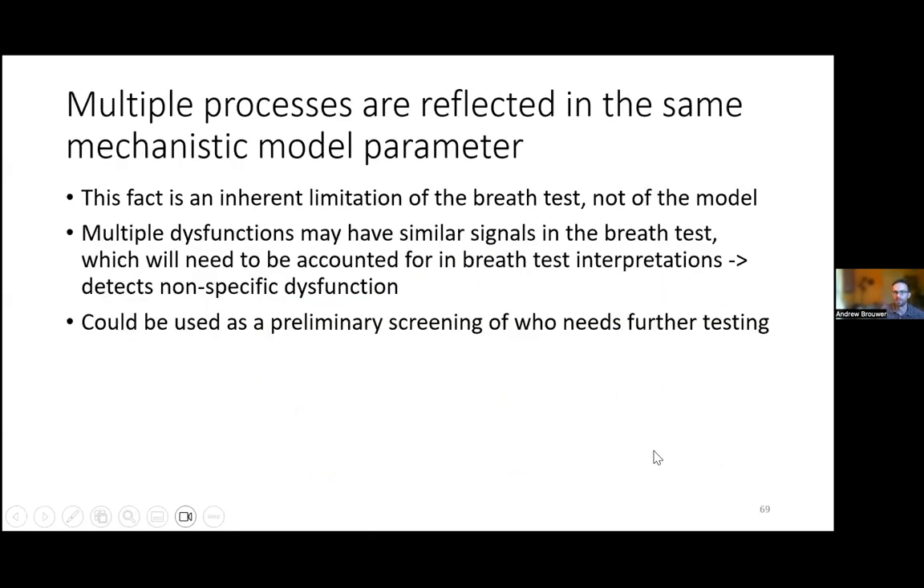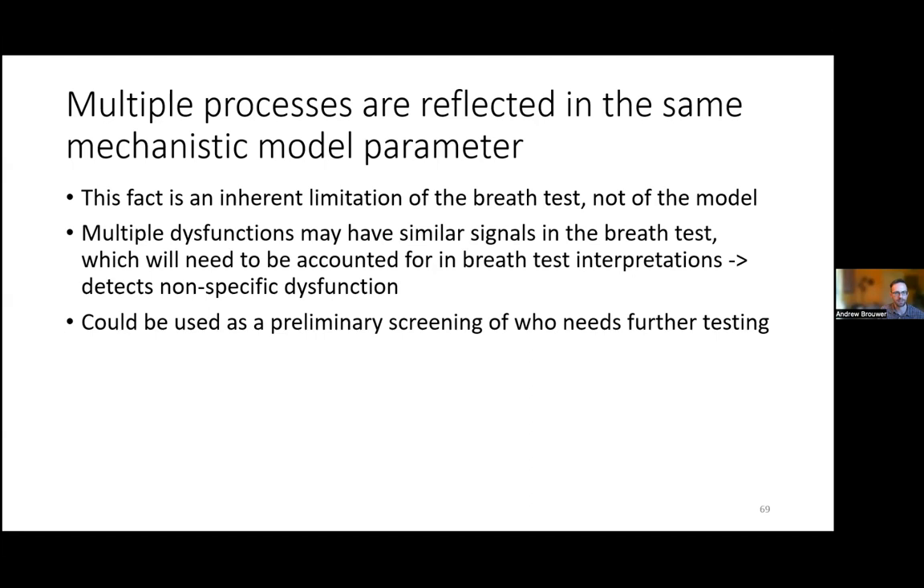So multiple processes are reflected in the same mechanistic model parameter. It's an inherent limitation of the breath test, though. It's not a limitation of the model. It's the fact that the dynamics of the breath test look the same if you have a dysfunction in the gut versus dysfunction in the liver. And so that needs to be accounted for if you were to use this test clinically, that there are multiple signals that could be accounted for.